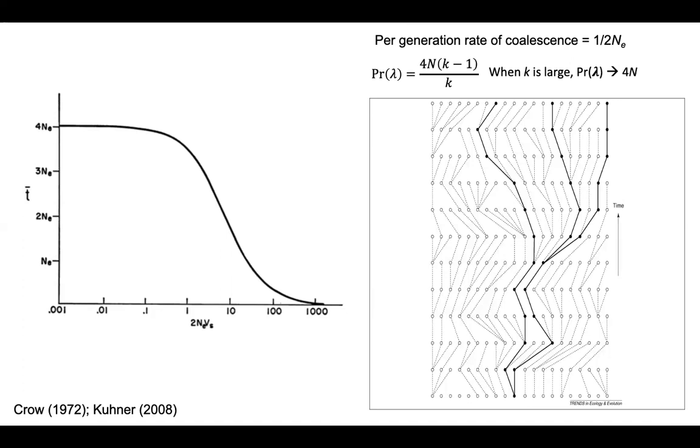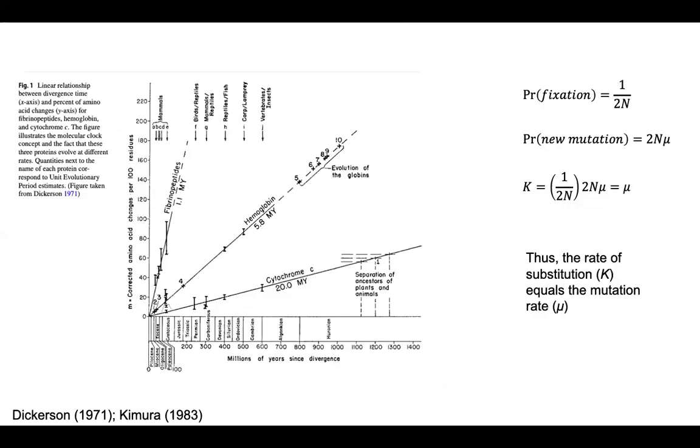We can expand this to any number of samples, k, which is 4N (k minus 1) over k. So as k grows large, this value converges on 4N. Thus, on average, we expect a typical population pedigree to be around 4N generations long. Note the amazing correspondence here between forward in time genetics and coalescent genetics. We've reversed the time scale, but the results are still exactly the same.